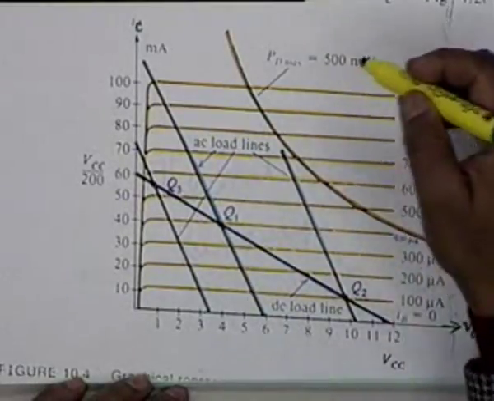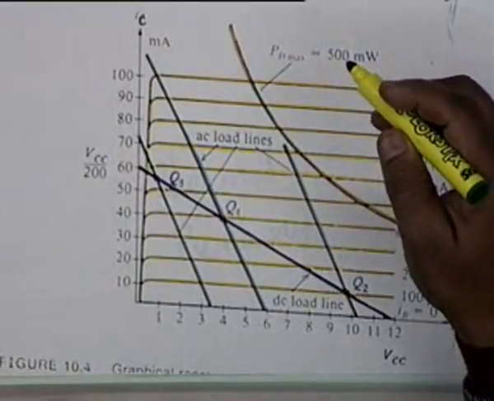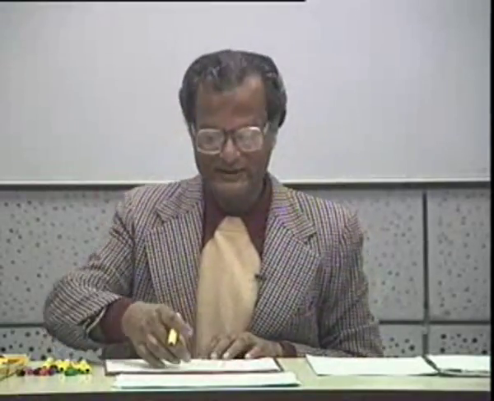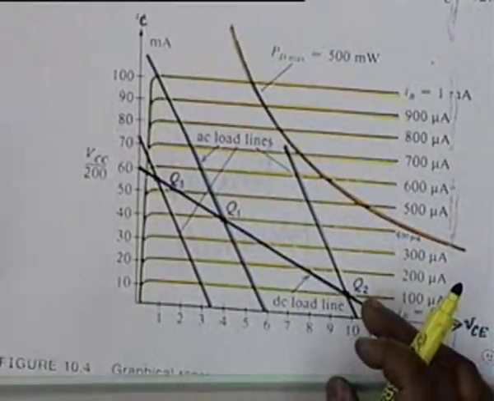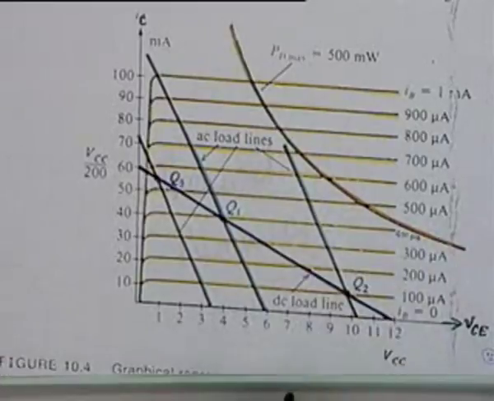And do you understand how this is plotted? It is simply VCE times I sub C is equal to PD max. All right. So your operation must be to the left of this line, left of this hyperbola. Your operation must be to the right of this saturation line. So you are gradually constraining.